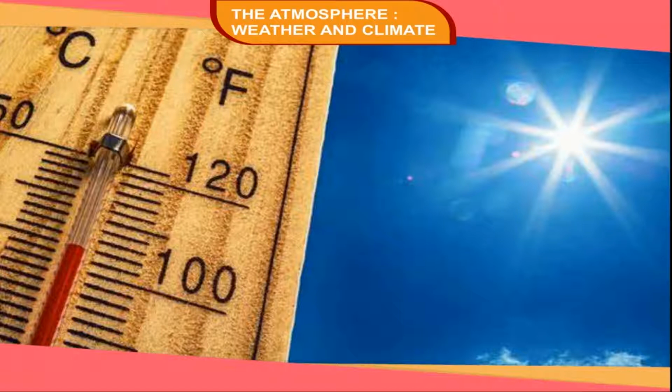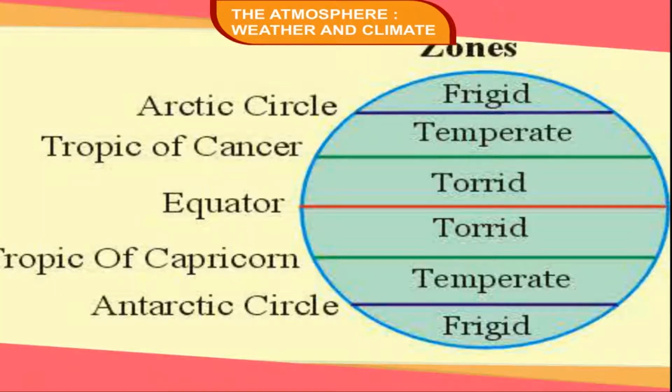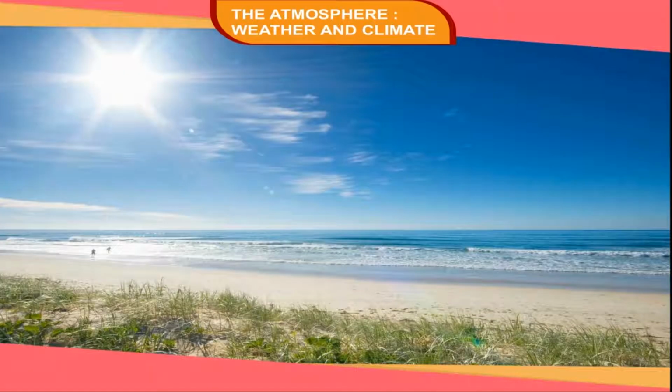On the basis of sun heat received by the Earth, we may divide Earth into following heat zones: the Torrid Zone, the Temperate Zone, and the Frigid Zone. The figure depicts three distinct temperature zones. The Torrid Zone lies between the Tropic of Cancer and the Tropic of Capricorn. Here, the sun's rays are almost vertical throughout the year. This zone receives the maximum heat and is the hottest zone of the Earth.